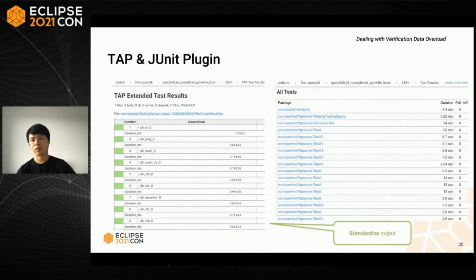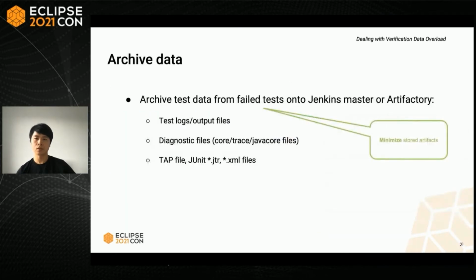TKG can generate different test outputs, such as TAP output and JUnit output. They are all standardized for different test materials. We also leverage third-party Jenkins plugins, such as the TAP plugin, to show these test outputs in the build page. We also archive the test data from failed tests onto Jenkins master or Artifactory. Artifactory is a binary repository which we use to store test logs or long test output files or large diagnostic files, and also the TAP file, JUnit file, and so on.